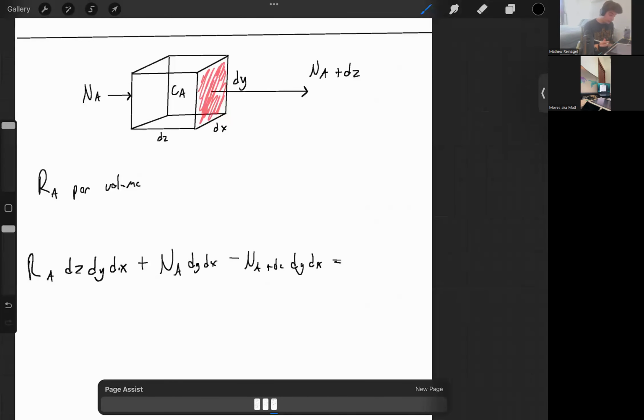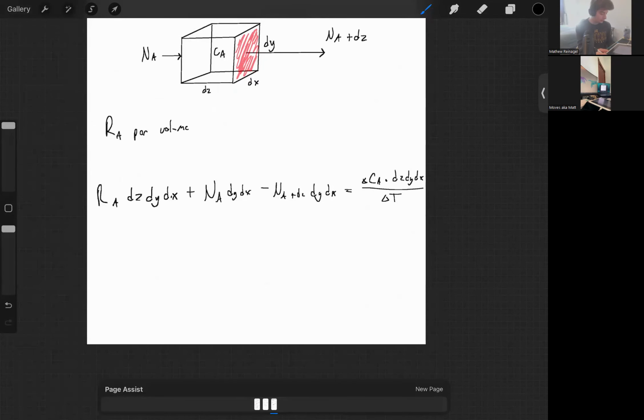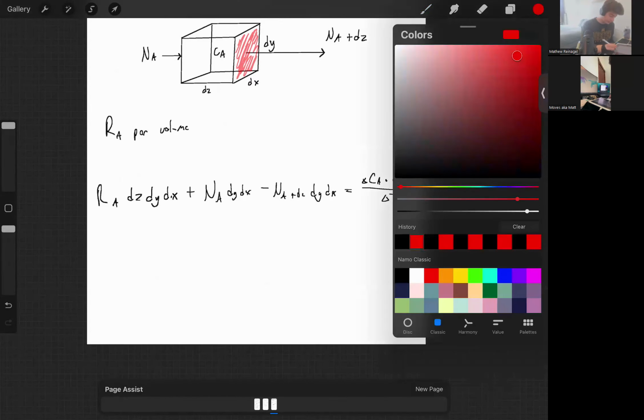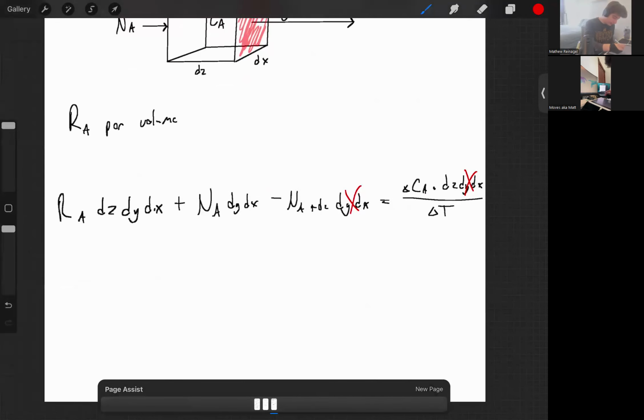And now we're going to set this equal to, notice I left this concentration in here. What we want to observe is the change of concentration on a per volume basis with regards to some change of time. So this is going to be the change of concentration multiplied by dz, dy, and dx, over some change of time. You can see we have a lot of like terms here. Every term has dy and dx in this case, so I'm just going to do the lazy thing and get rid of dy and dx.